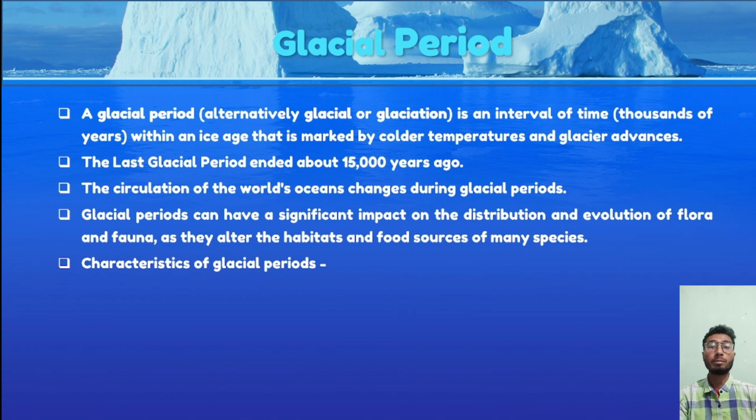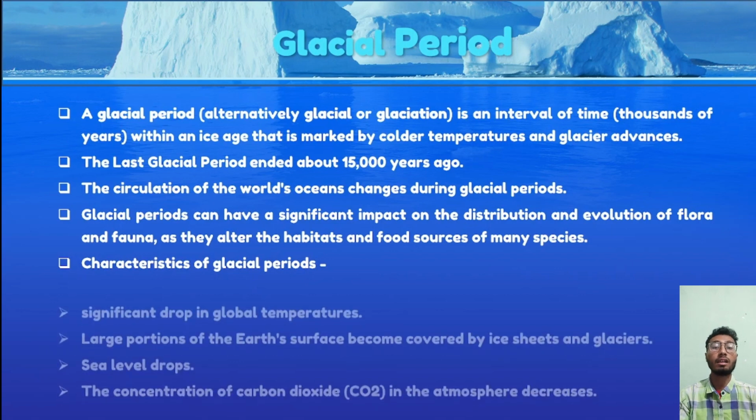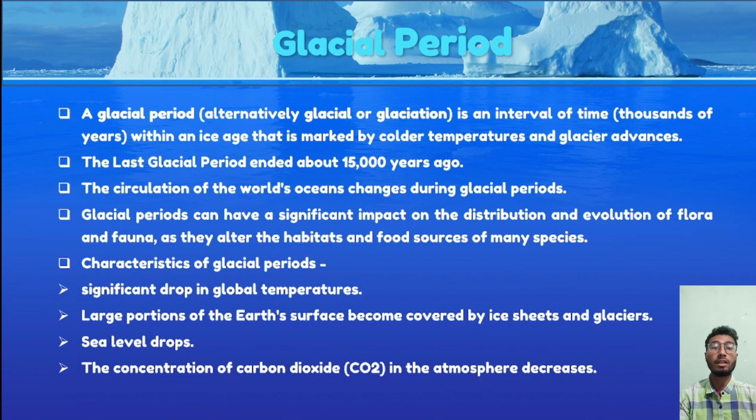Glacial period. A glacial period is an interval of time within an ice age marked by colder temperature and glacier advances. The last glacial period ended about 15,000 years ago. Characteristics of the glacial period: significant drop in the temperature, a large portion of Earth's surface covered in glaciers and ice sheets, sea level drops, and the concentration of carbon dioxide decreases.